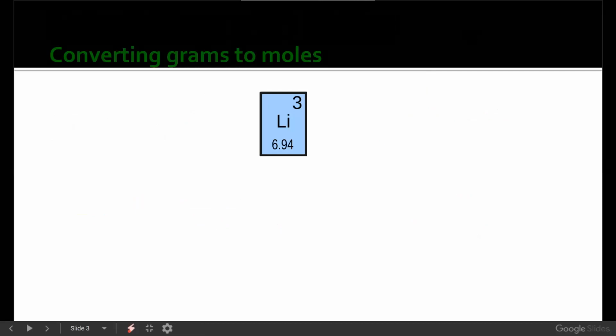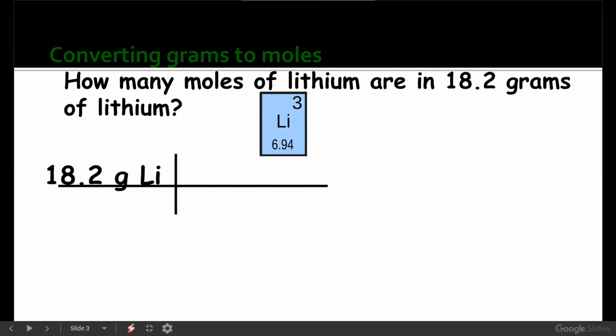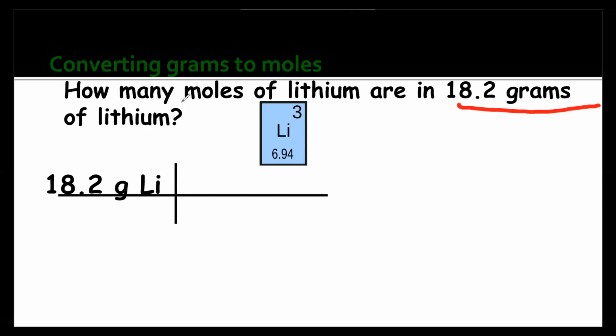Our next section is converting grams to moles, and this way we're going the opposite direction. So how many moles of lithium are there in 18.2 grams of lithium? In this case, we have our starting units as grams. So we have our given, which would be grams here. And then we have what we want to find, which is moles of lithium, which should appear over here.